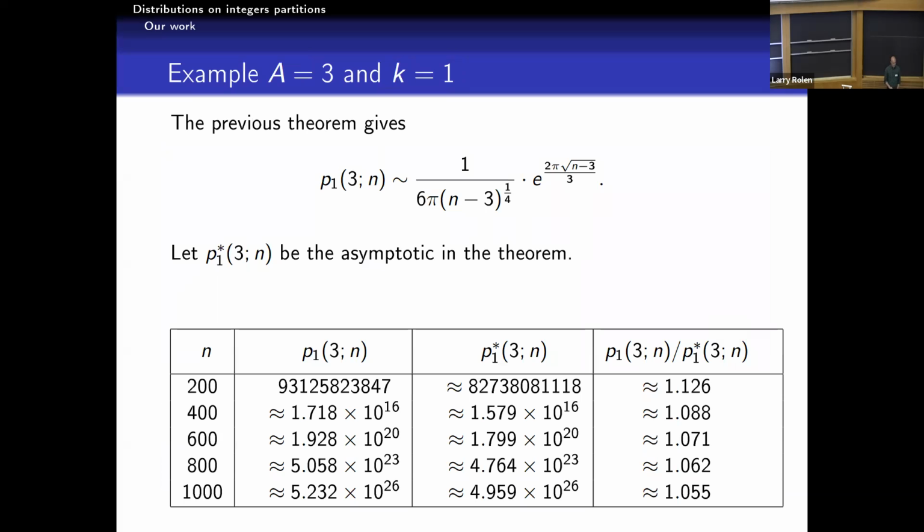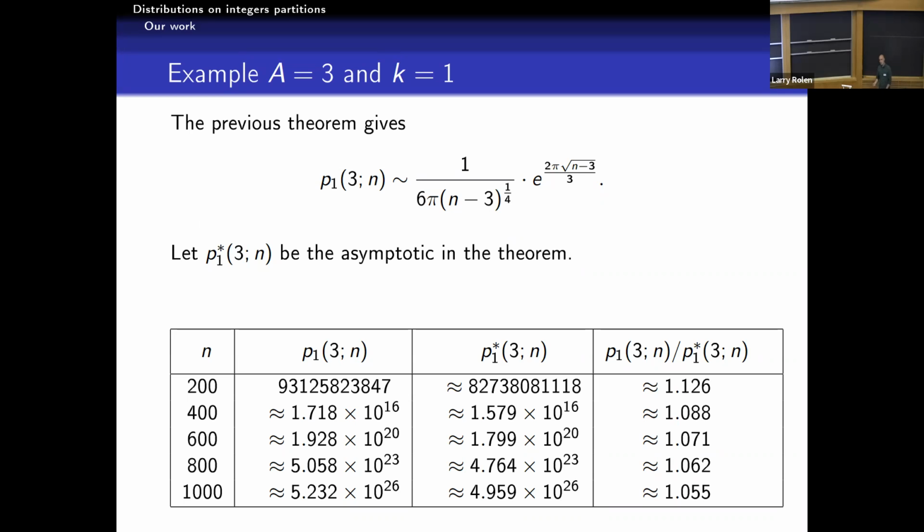Okay. Another quick example here. When A equals 3, K equals 1. So what we're looking at here is P of 1, exactly one part that's divisible by 3. Okay, we have a nice asymptotic formula for that. And as you can see here, it seems to be a decent approximation of the truth.